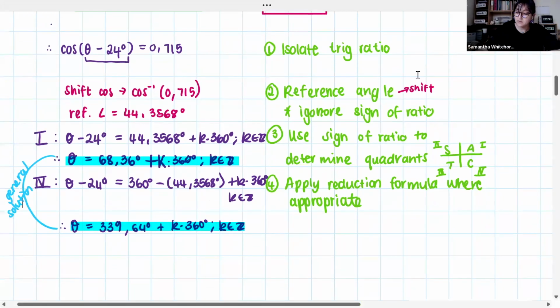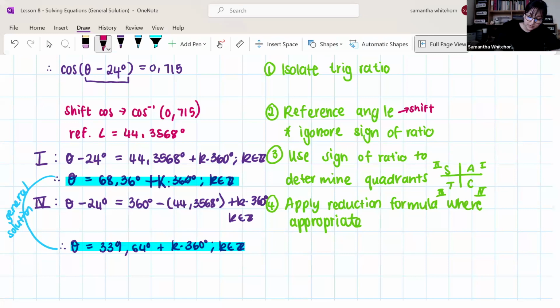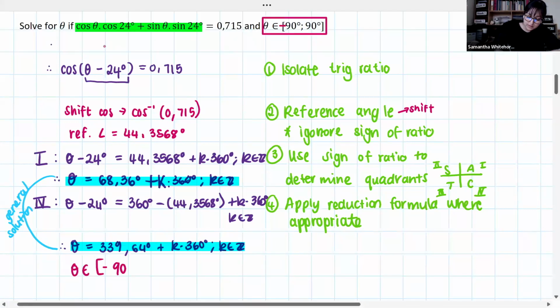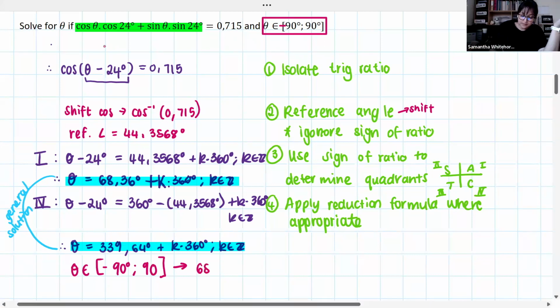This question specifically asked me for my values of theta between negative 90 and 90. So now I need to actually go and deal with that. So we were told theta is an element of negative 90 to 90. And to do this, guys, we use our general solution. So what we do is we work with each of the answers I've gotten. So I've got 68,36. First decide, does that fall in your domain? It definitely does. So that's going to be part of my solution.